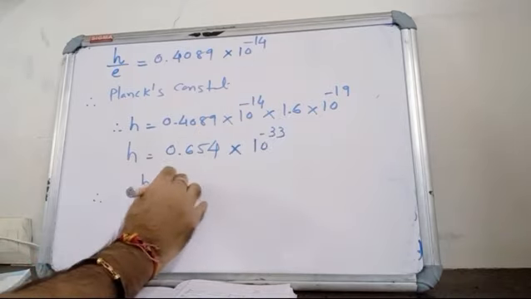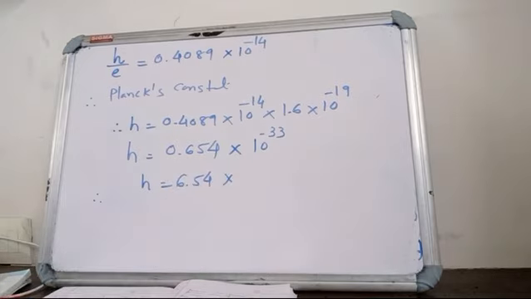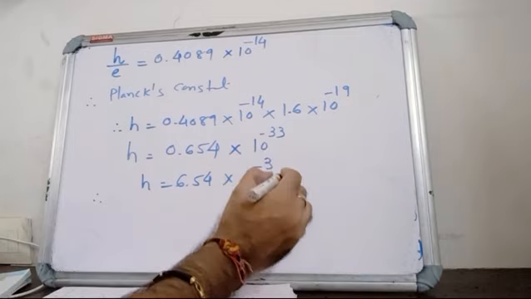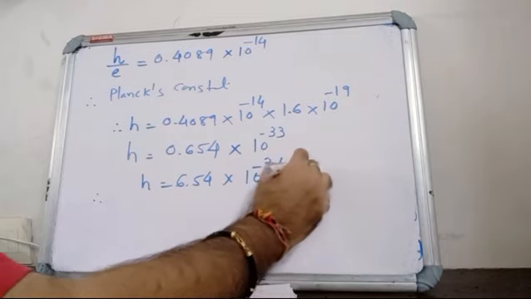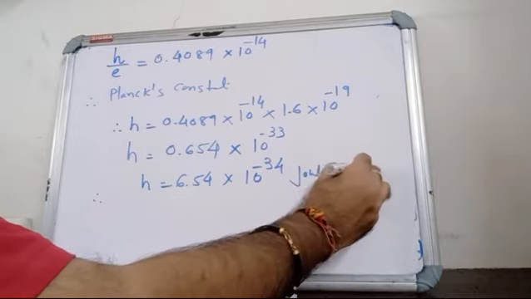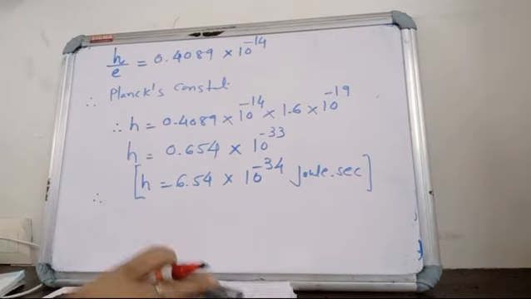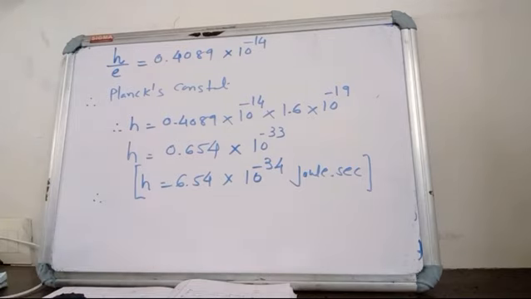So h is equal to 6.54 into 10 raised to minus 34 joule into second. Joule into second. H is equal to 6.54 into 10 raised to minus 34 joule into second. Write down up to this.